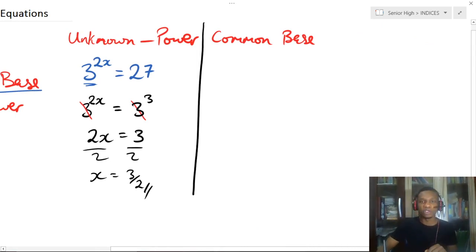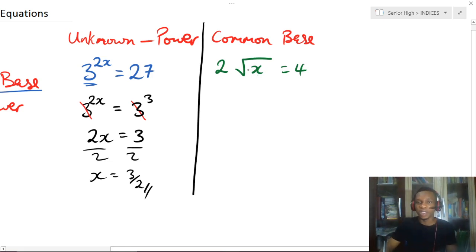Okay, let me change. I want to use a different color. 2 square root x is equal to 4. Now remember I told you that once this 2 is not attached to your square root, it's like saying 2 multiplying the square root of x, so it is different. So now let's continue. Now we are told to find the x.